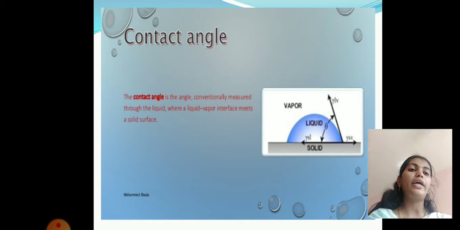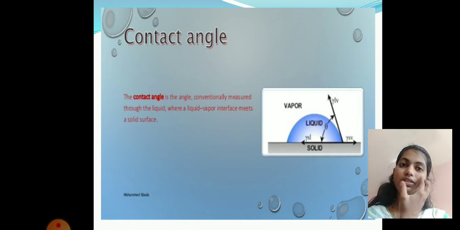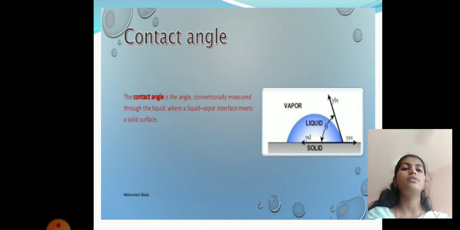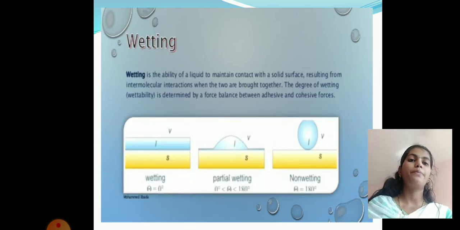What is meant by contact angle? Contact angle is the angle between the water droplet or liquid surface and the solid surface, at the interface of the liquid surface and solid surface. Contact means the contact of two mediums or two surfaces: first is a liquid and another is a solid. Contact angle is known as the angle between the liquid and solid surfaces, shown in this diagram.